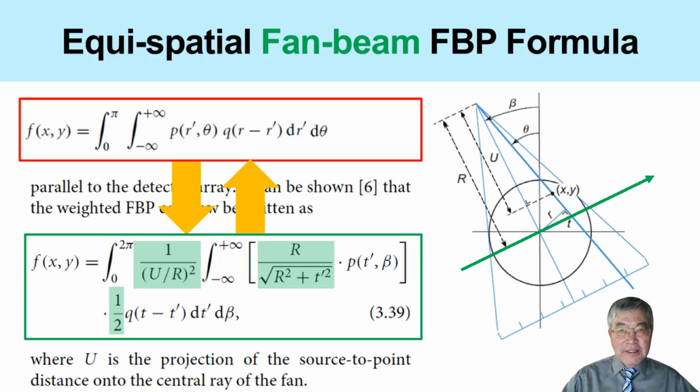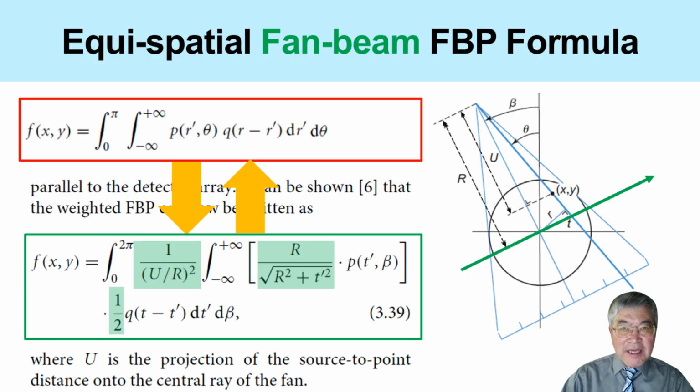Now, what do these terms mean? First, R is the radius of the circular source trajectory. In fan beam scanning, the X-ray source moves around the object on a circle, so this radius matters. In parallel beam scanning, there is no point source at a finite distance, so we do not need this parameter. Another important quantity is U. You can think of U as a projected source-to-point distance. It tells us how the point being reconstructed is positioned relative to the fan beam geometry.